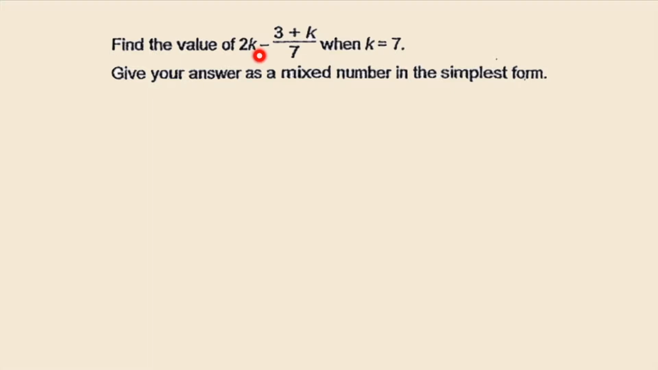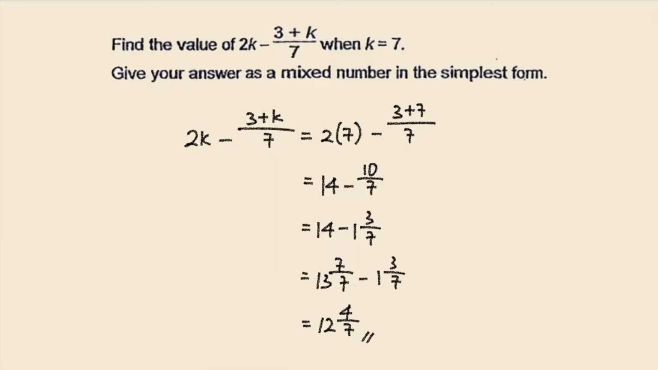So we have k here in two cases. So let's add k equals to 7. And bear in mind the special requirement, our answer will be a mixed number in the simplest form. So replace k with 7. Evaluate all the way, do the necessary subtraction, and then produce the answer 12 and 4 over 7.